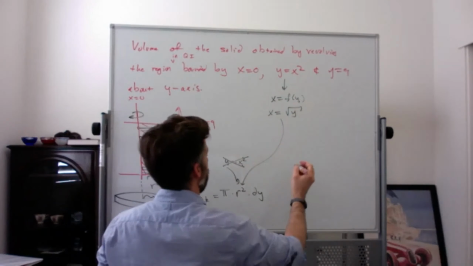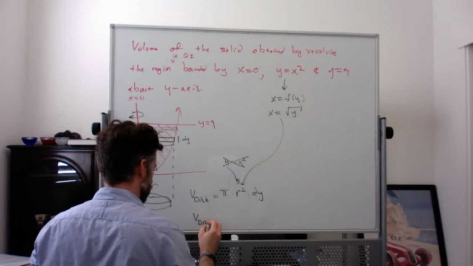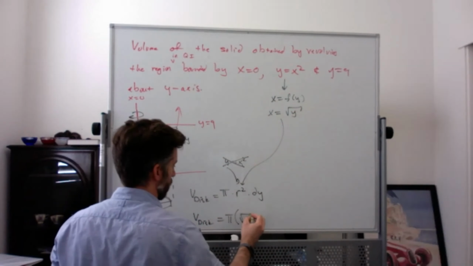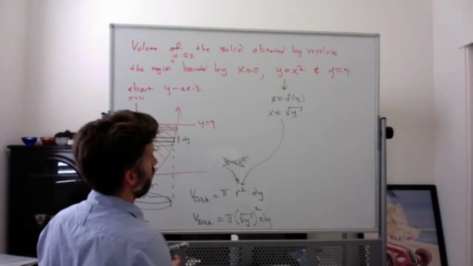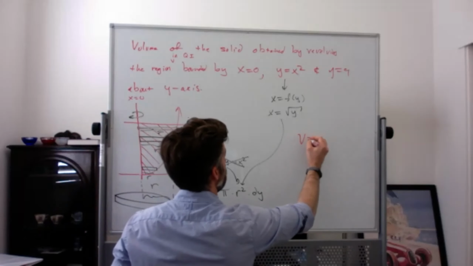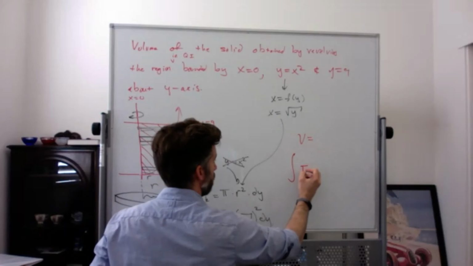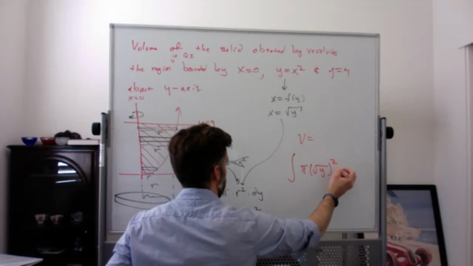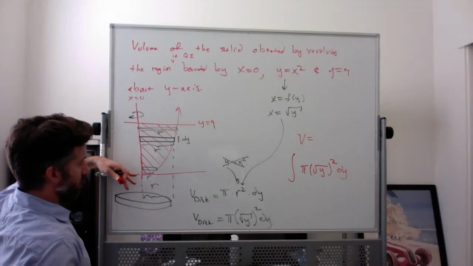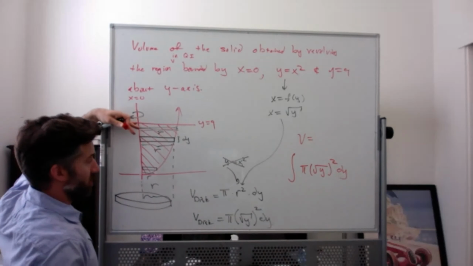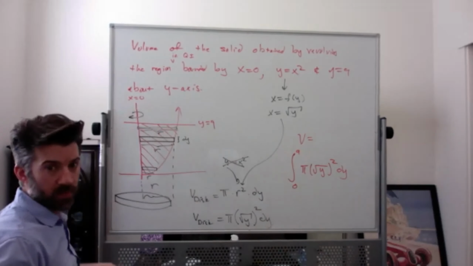So here, the volume of my disk is pi times the square root of y squared. And so then my total volume is equal to the integral of this area, or volume I should really say, pi times the square root of y squared dy. From how low can my disks go? Well, they can go as low as y equals 0. How high can my disks or my strips go? Well, they can go as high as y equals 9. So that's how we set that up.